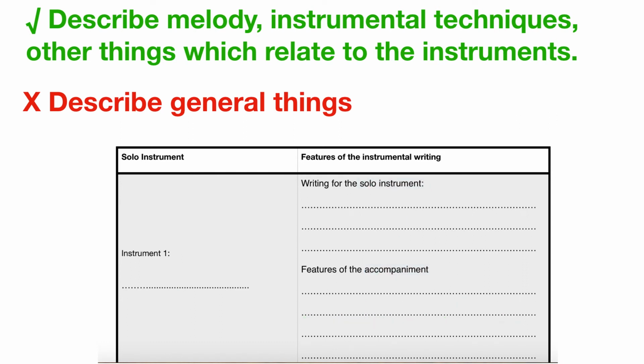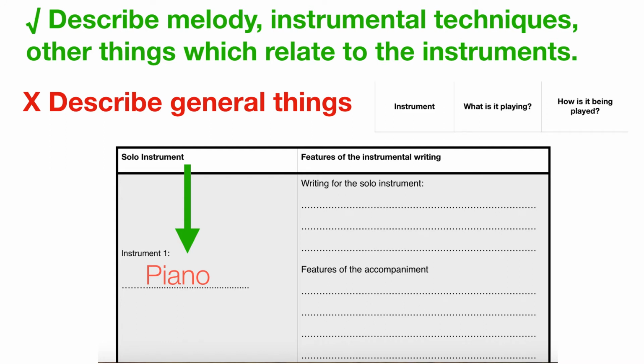Let's have a look at something that doesn't quite work. So firstly, say you don't listen to the correct instrument, you've put the accompanying instrument in rather than the solo instrument. Let's not do that. We get to the solo instrument, we're writing it is in a major key, there is a rallentando. Well, we don't want to do that because that's a really general point, and we don't want to describe general things.